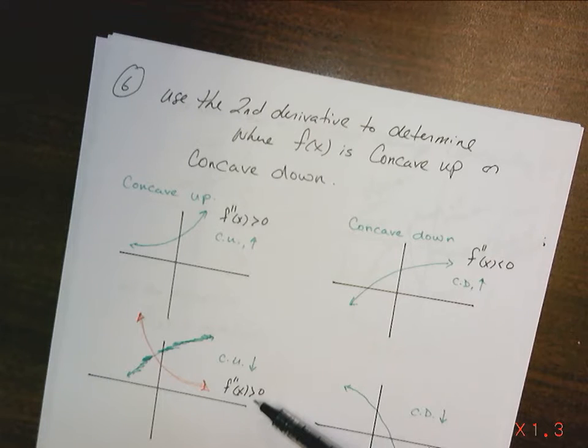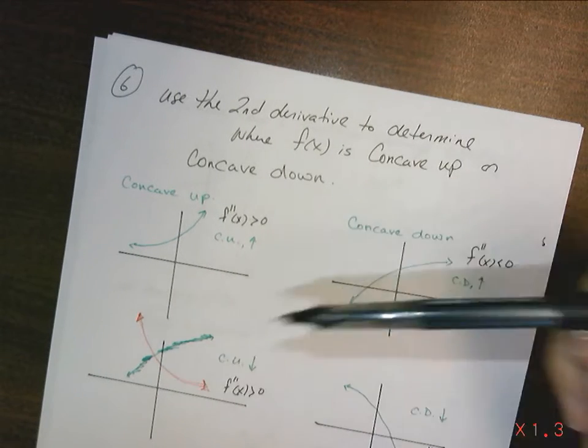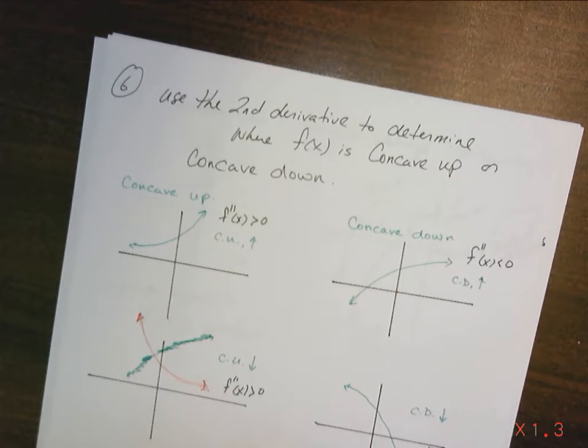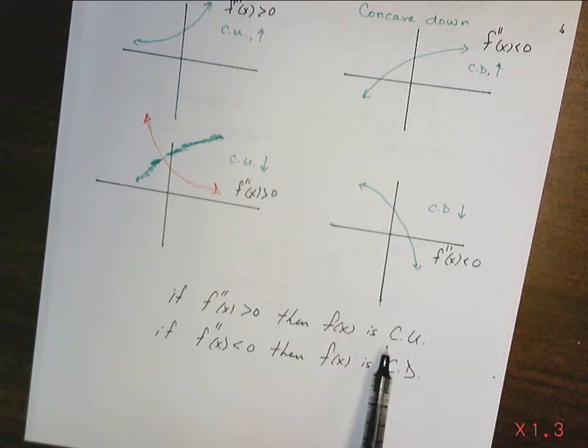So the second derivative is greater than 0 here. Second derivative is greater than 0, so it's concave up. Second derivative is less than 0, so it's concave down. If the second derivative is greater than 0, the curve is concave up. If the second derivative is less than 0, then it's concave down.